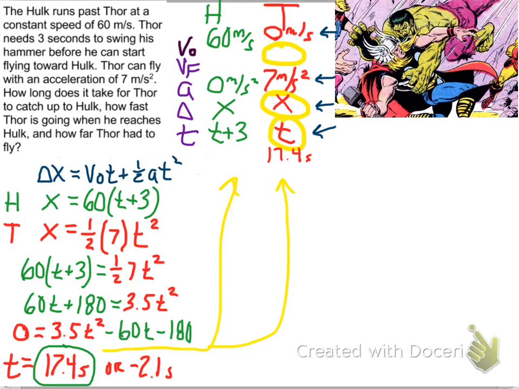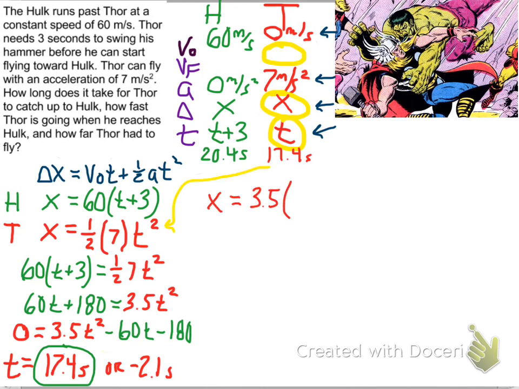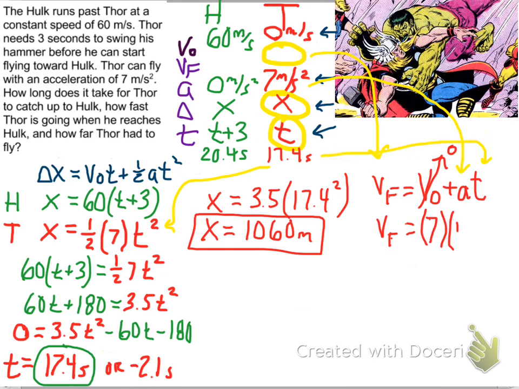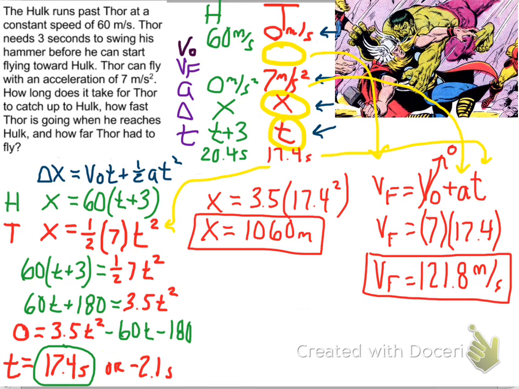So now we know the time for Thor is 17.4 seconds, and Hawk's time is 3 greater than that, or 20.4 seconds. Now we can find out how far Thor went by solving in that time for his x equation. Then we can find Thor's final velocity by doing V final equals V0 plus at. Remember, Thor's initial velocity is 0. Thor's acceleration was given at 7, and we found the time to be 17.4 seconds. So we find Thor's final velocity to be 121.8 meters per second.